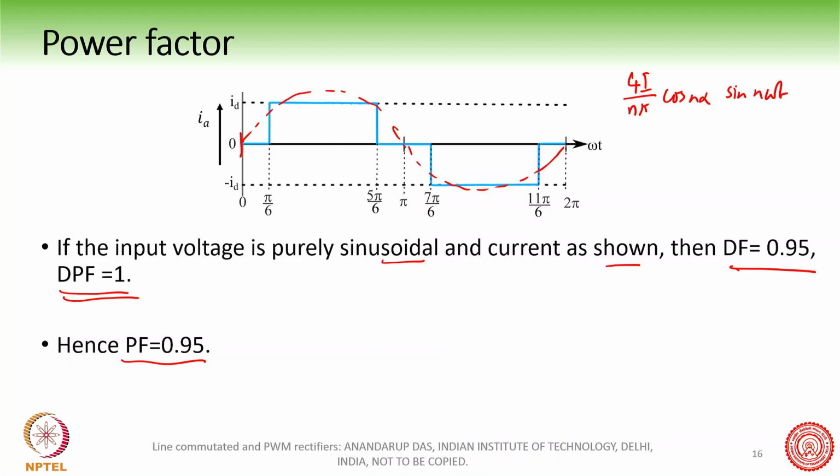Now you can see here that if the distortion factor had been 1, then the power factor would have been 1, but now we have a lower power factor of 0.95 because the distortion factor is no longer 1, it is less than 1.